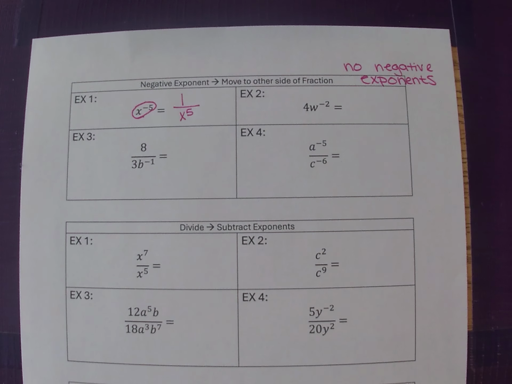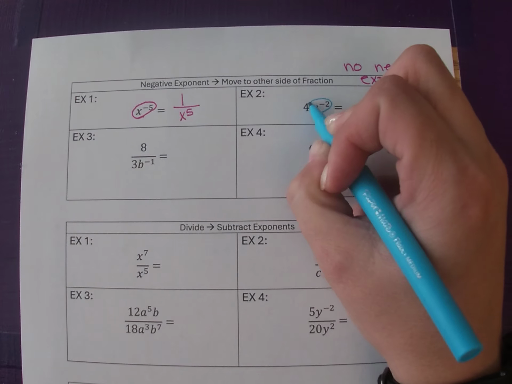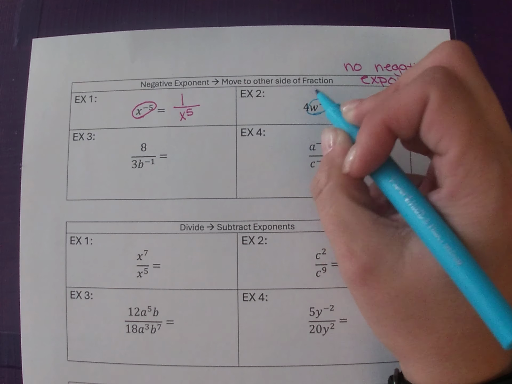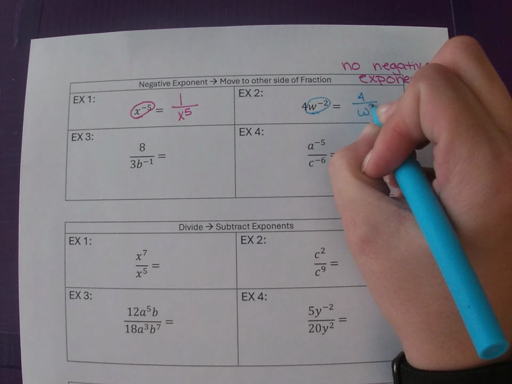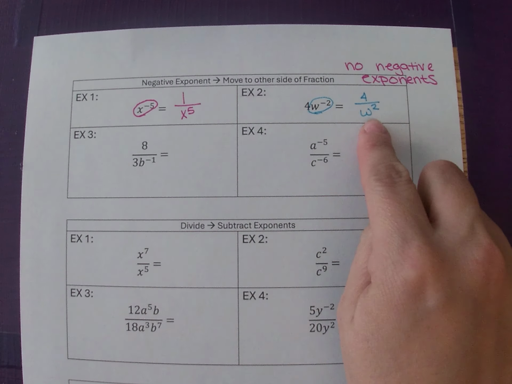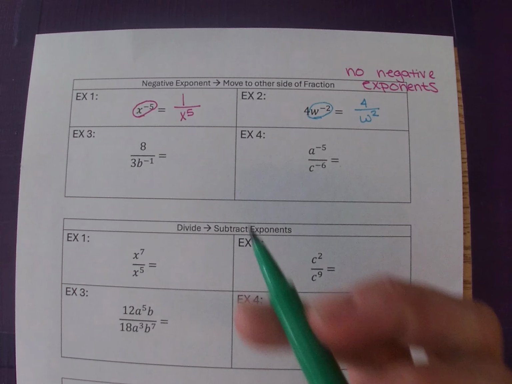However, if I look at my next one, I have w to the negative 2. The only thing that is moving is my exponent and my base. I do not move anything else. So that 4 is staying put in the numerator, and it is the w that is moving. Once I'm moving this, that negative comes off. I have moved it to the appropriate location, and I no longer write that negative down.